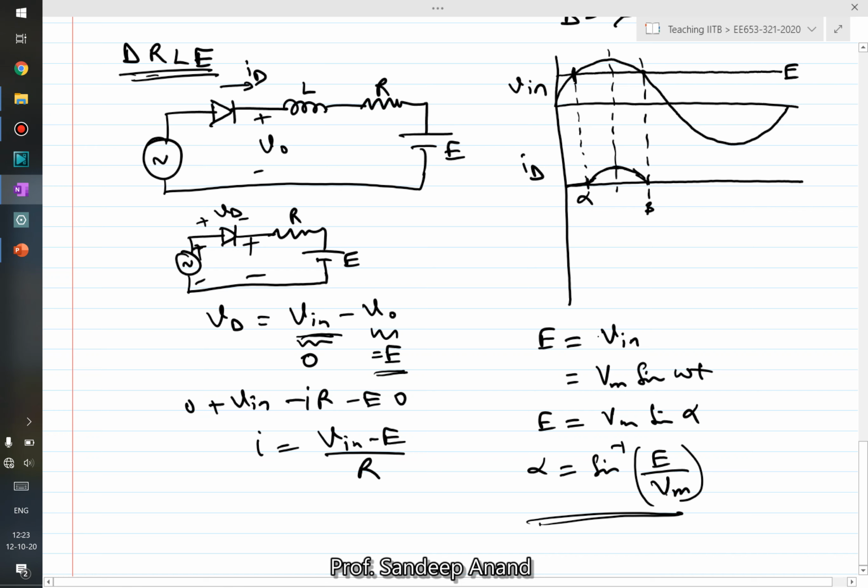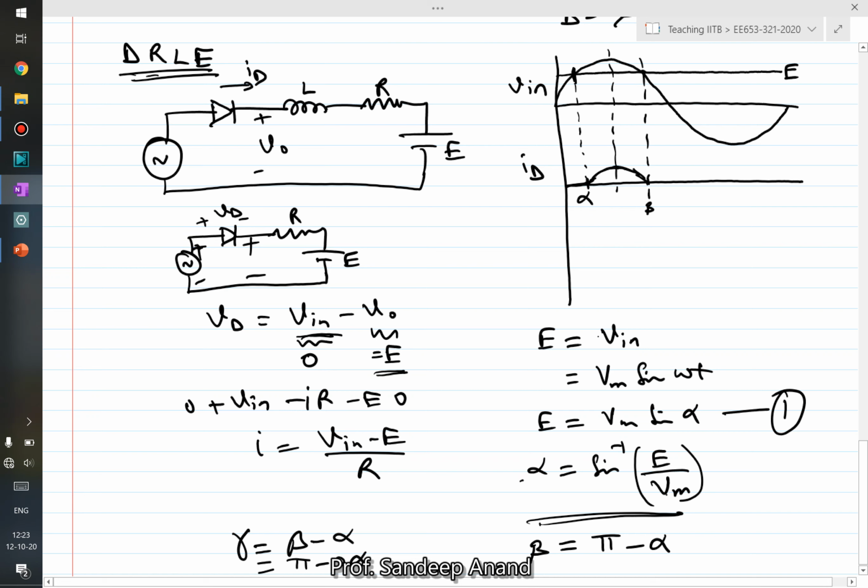What is beta? Beta is the second solution of this equation, where E becomes equal to Vm sine of beta. So for the second solution of this equation, beta is equal to pi minus alpha. So you have both alpha and beta, and therefore what is gamma? Gamma in this case is equal to beta minus alpha, which is equal to pi minus 2 alpha.